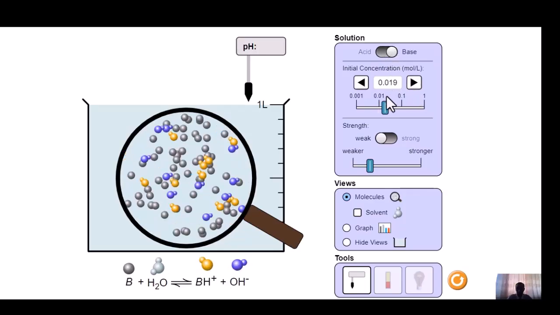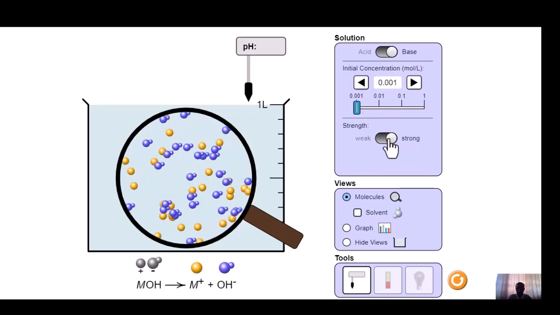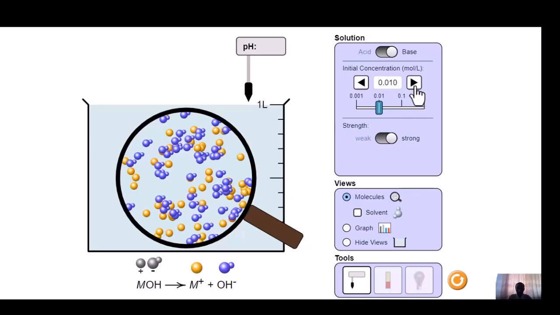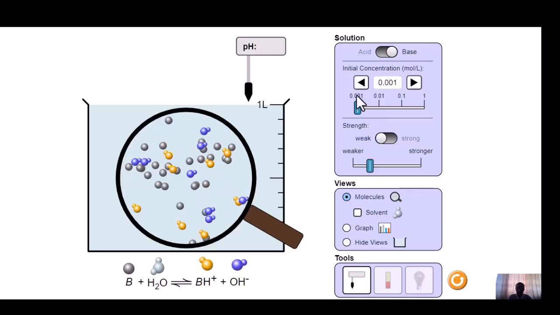Similarly for base, if the base is strong, if you increase the concentration of the base, only the product side of the cation and anion will be increased because it is completely dissociated. But if the base is weak, there is undissociated base, and if you increase the concentration, you can see the base molecules and the product molecules also increased.